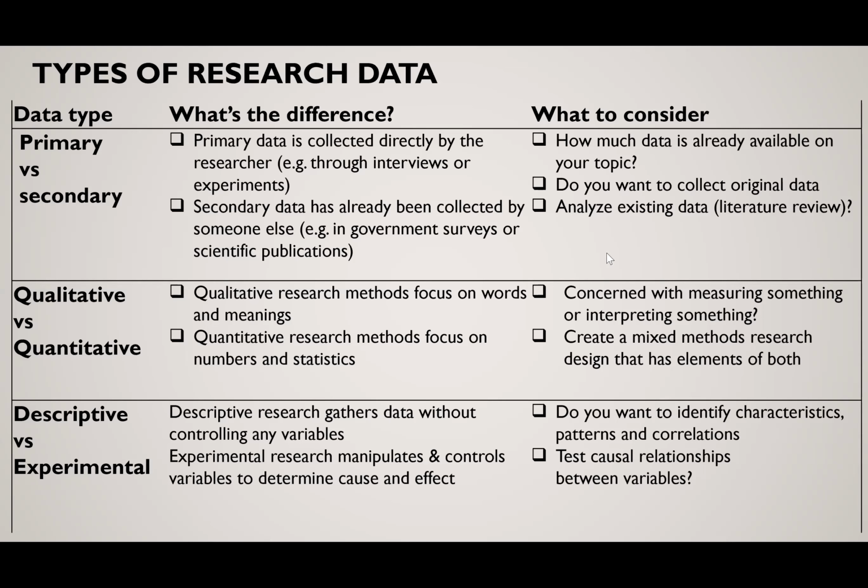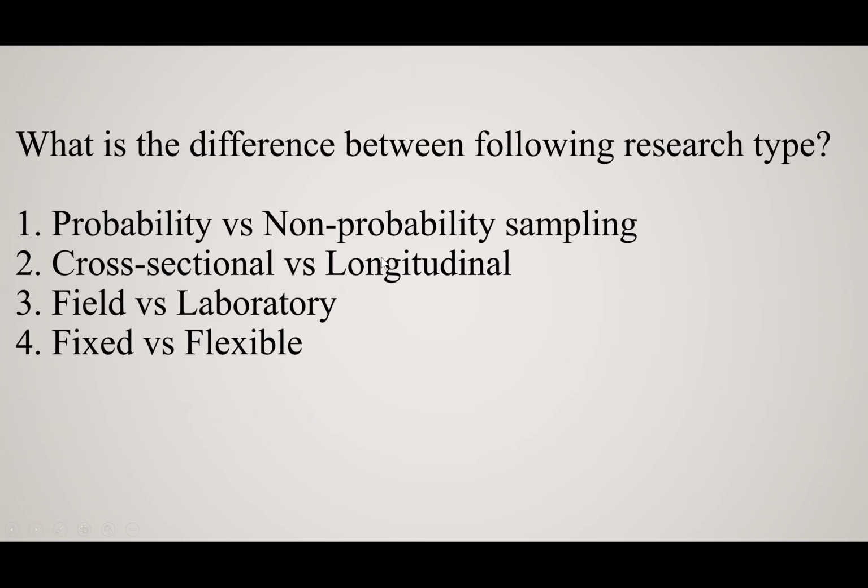Experimental, yes, okay. So we've talked about the aim of the study and type of data. Any questions so far? Okay, let's move to the next. Yes. What is the difference between research types? We have probability versus non-probability. There are two people raising questions. You can ask a question, whoever is raising their hands. Any question? You can unmute yourself and ask.